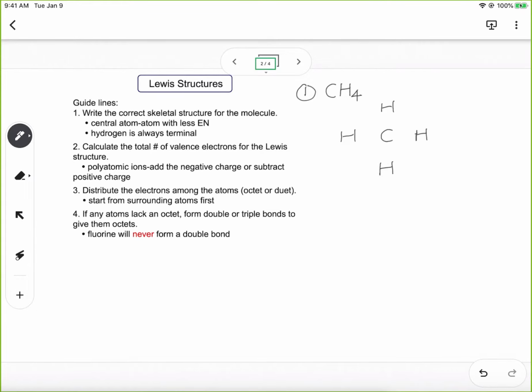Okay, and we are not done yet for step 1. Step 1 says the skeletal structure. You find out the positions for those 5 members. Well, the next thing you need to do for step 1 is to draw single bond for each pair.